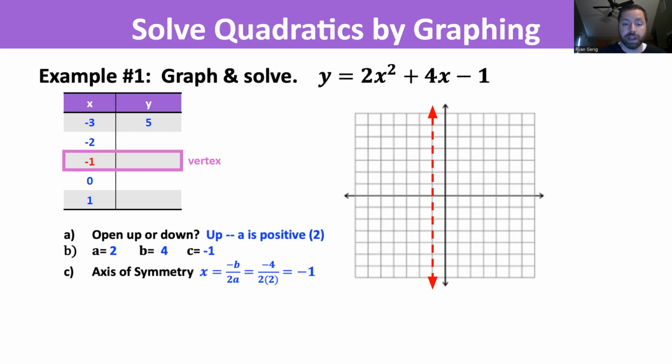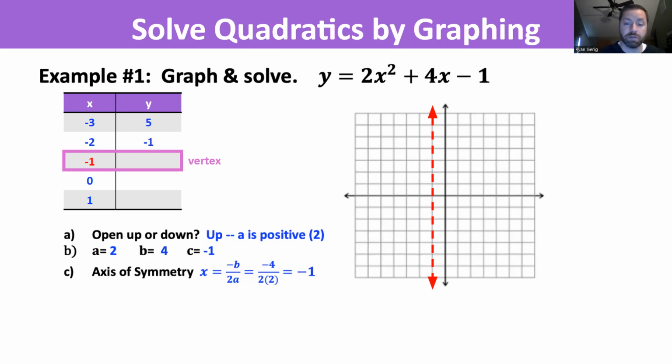You're putting -3 in for x. -3 squared is 9. 2 times 9 is 18. 4 times -3 is -12. So 18 plus -12 is 6. 6 minus 1 is 5, and that's where the 5 comes from.